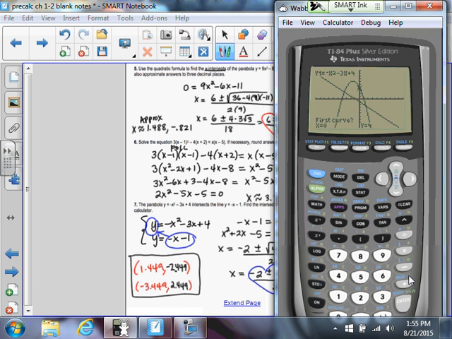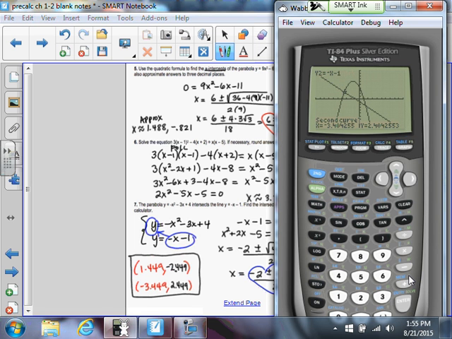All right, so now what we're going to do is we're going to use the cursor. So we're using the left and right buttons. Do you guys see what I'm hitting? Left and right buttons. And let's go to the one on the left. So you're going to trace along the parabola, which was my first curve. And I'm going to go to where I think the intersection point is. And I'm going to hit enter.